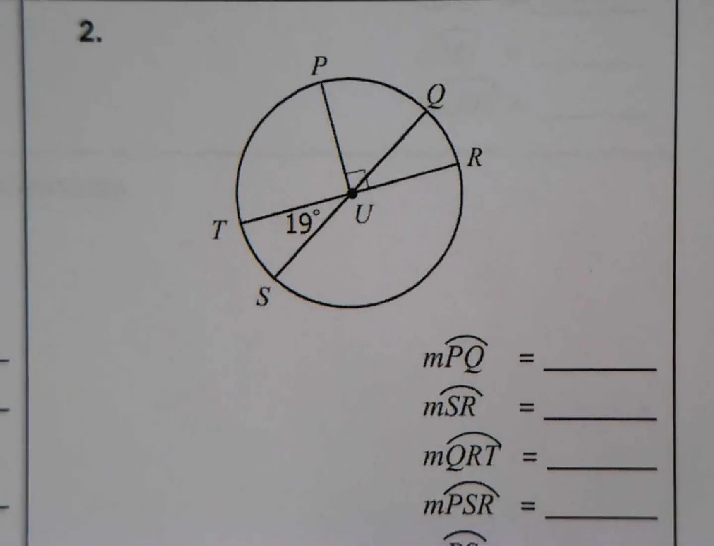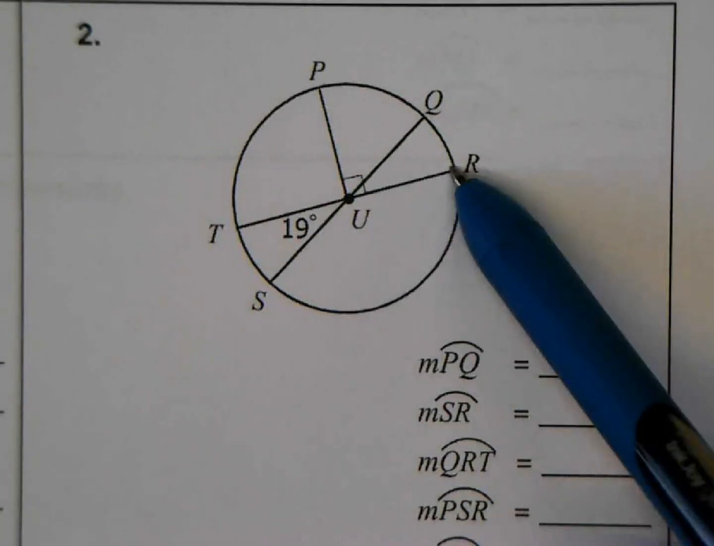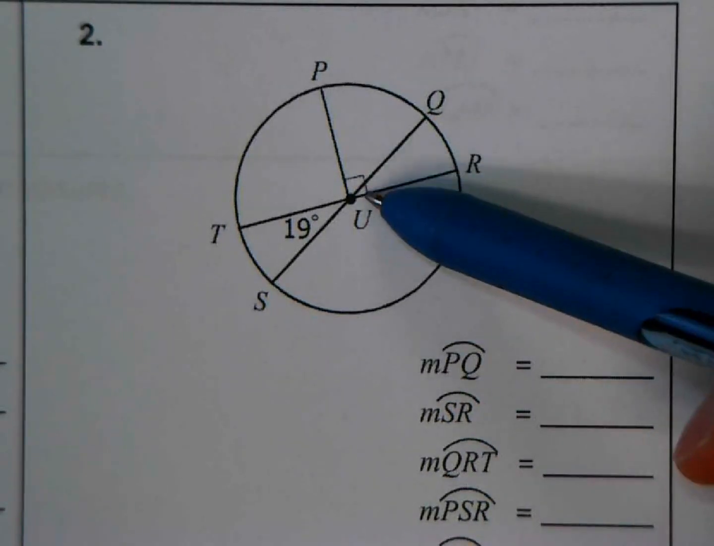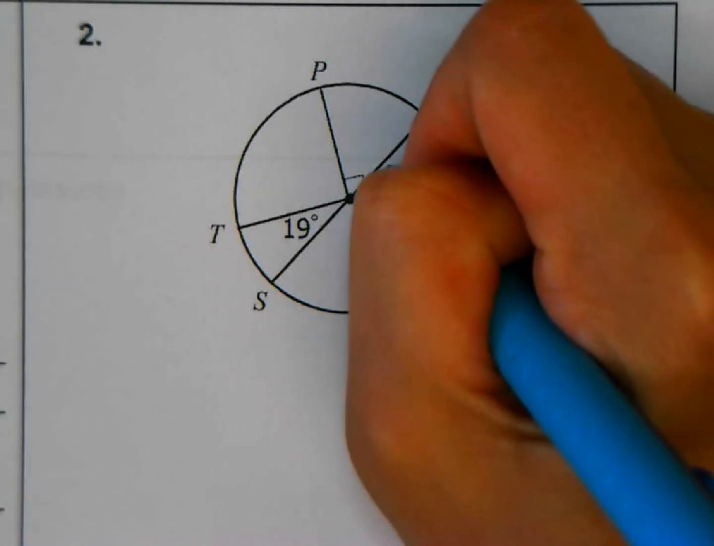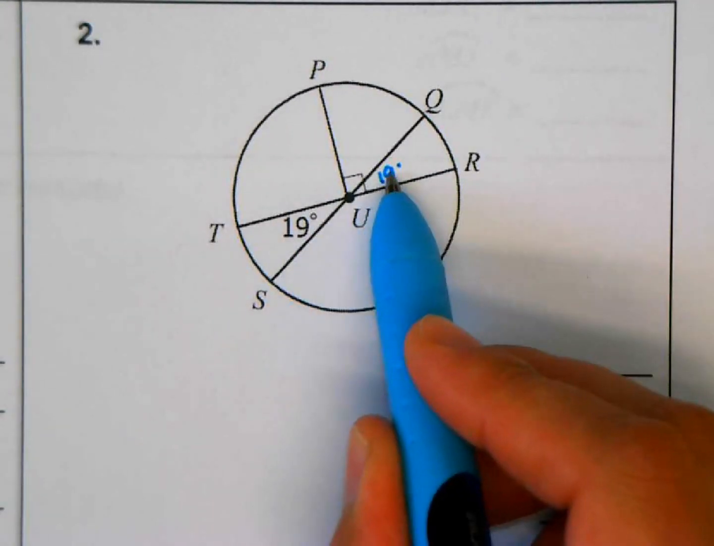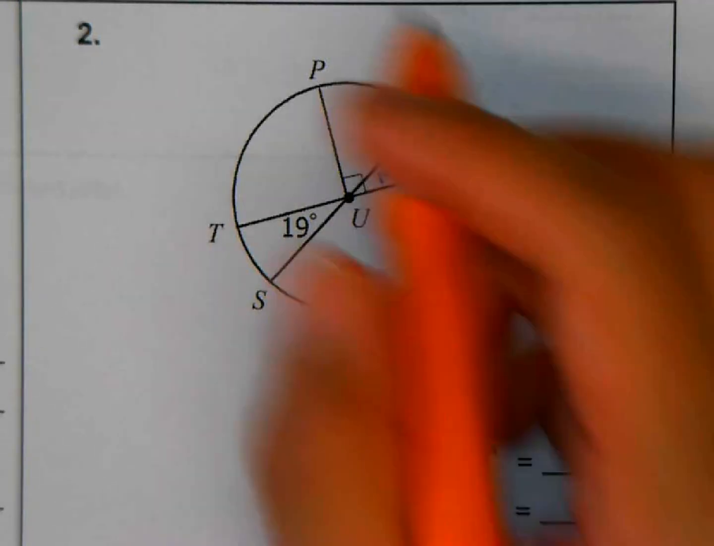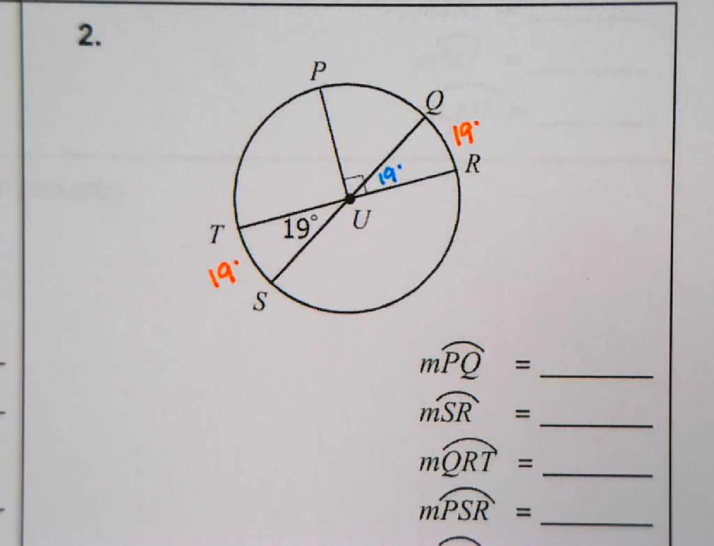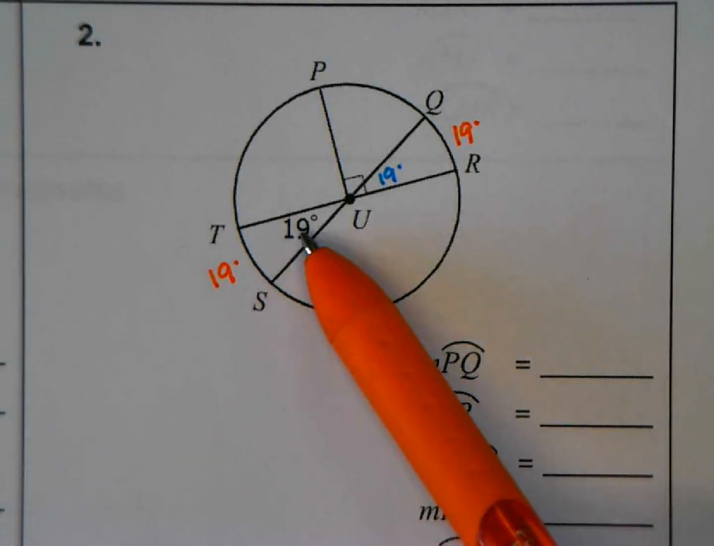I see 2 diameters, SQ and TR. We'll go ahead and use that in a little bit. You guys, what's this? It's 90. But before I do that, I know I have vertical angles right here. Vertical, vertical, they're the same. These are 2 central angles, which means that their arcs, the arcs that belong to them, are also the same, 19, 19, 19, 19 degrees.